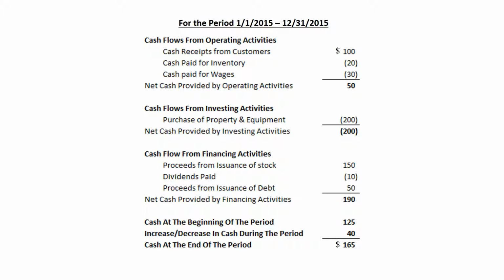This was calculated by adding the $50 from operating activities, subtracting $200 from investing activities, and then adding $190 from financing activities. Now, if we add the $125 from the beginning of the period and the $40 increase, this gives us a cash at the end of the period total of $165.